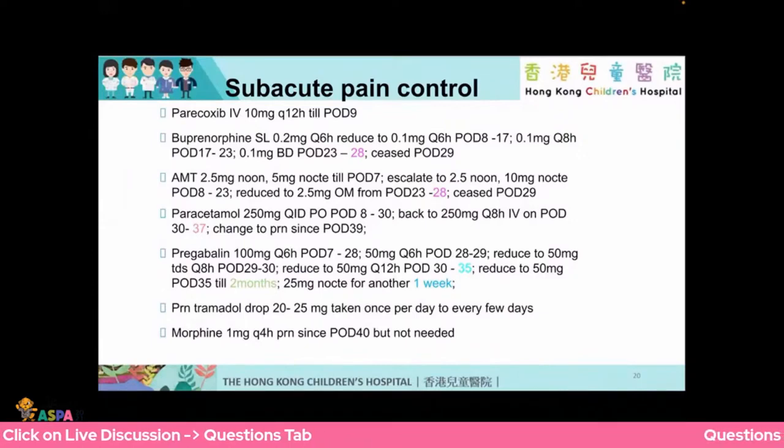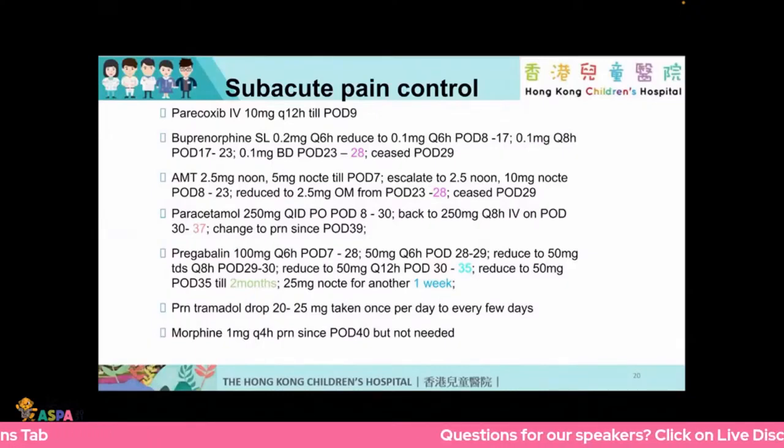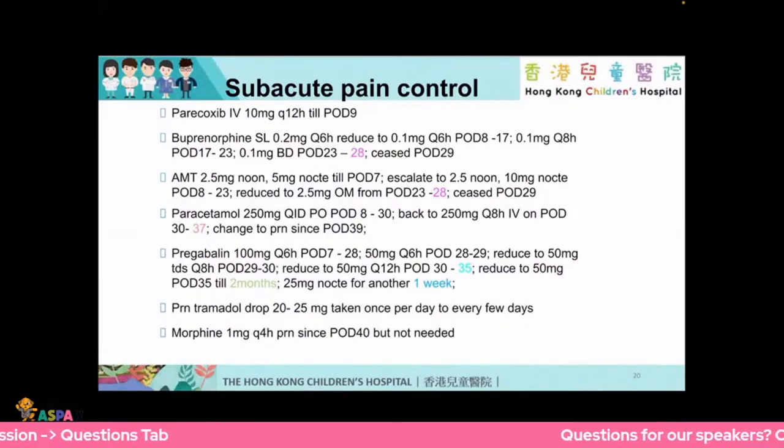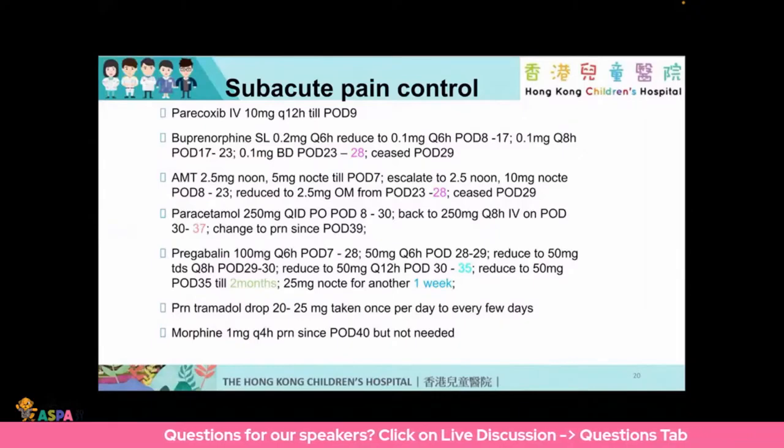The paracetamol only needs to be kept for about 5 weeks. And pregabalin stayed the longest, for around 9 weeks. After that, basically, she's not on any regular pain control. Although we leave her some as-needed rescue opioids, she actually rarely needed them.